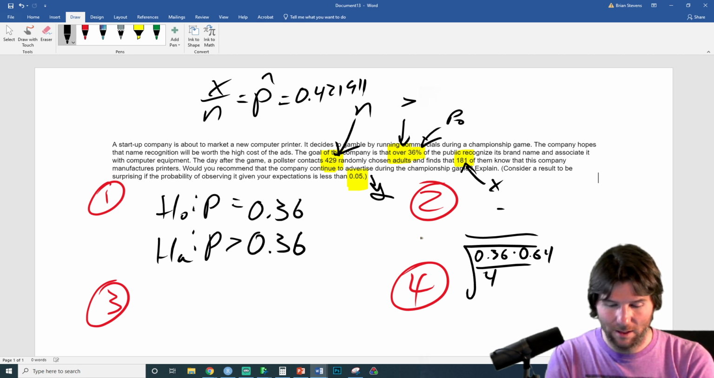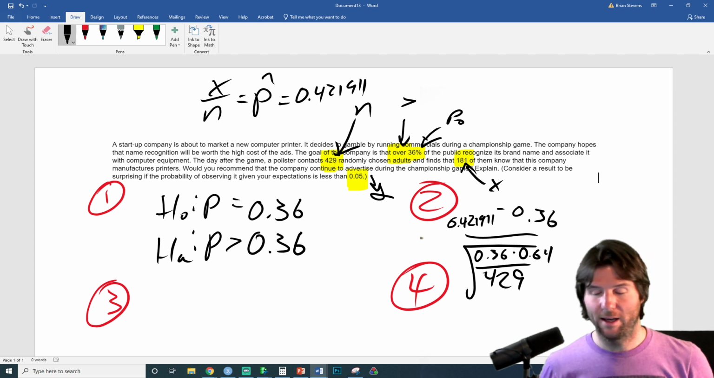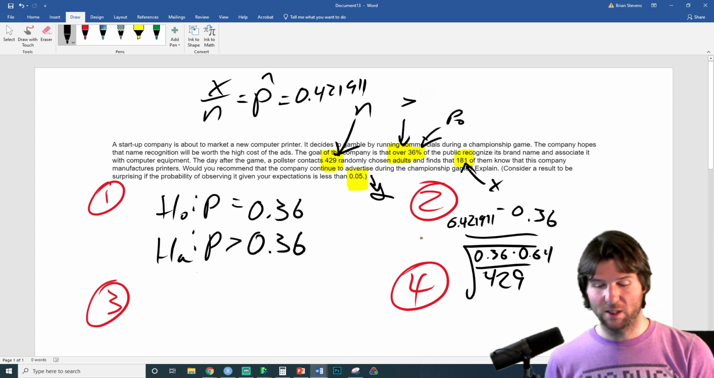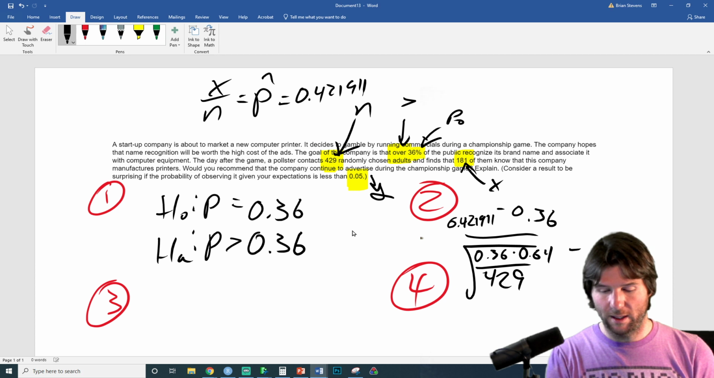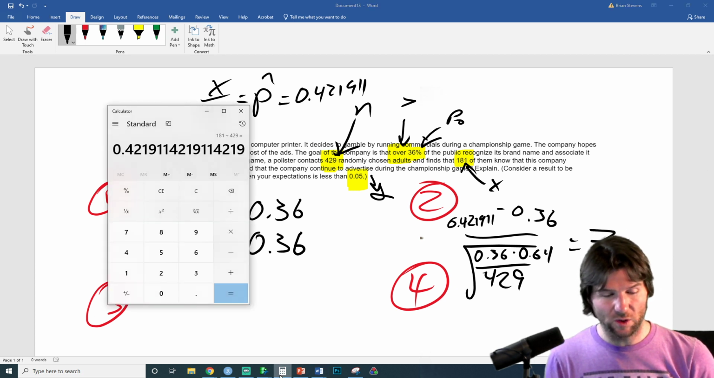This is N. Now we have P hat minus it. So we got to write this in real tiny, make sure we can read our own handwriting. It's always a problem. And then we go right here, and we have P hat minus P naught over the square root of P naught Q naught over N. This equals a z-score. Let's go ahead and find what this z-score is.